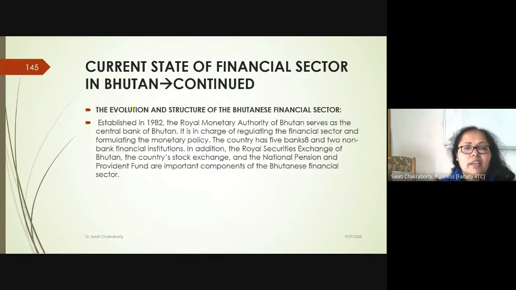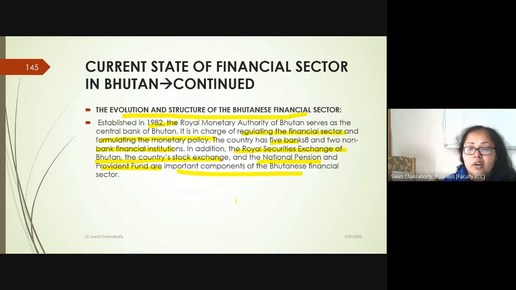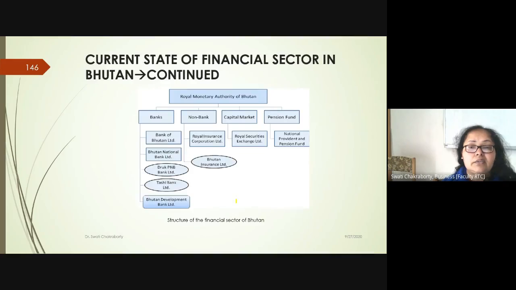Okay, so let's look into the evolution and structure of the Bhutanese financial sector. RMA, or the Central Bank of Bhutan, was established in 1982, which is in charge of regulating the financial sector and formulating the monetary policy. Today, the country has 5 banks and 2 non-banking financial institutions. Also, we have the Royal Securities Exchange of Bhutan, which is the country's stock exchange, and the National Pension and Provident Fund, which is the pension fund. These are some of the important components of the Bhutanese financial sector.